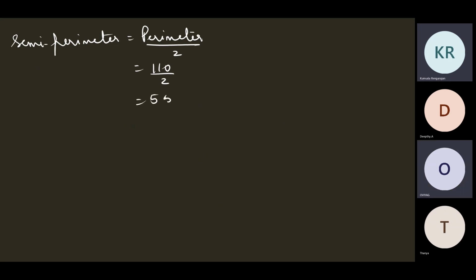Now, as Ovia said, find the semi-perimeter. What is semi-perimeter? You can write S or semi-perimeter fully like this. Semi-perimeter is equal to perimeter by 2. Perimeter divided by 2. So that is 110 divided by 2, which is 55 meters.